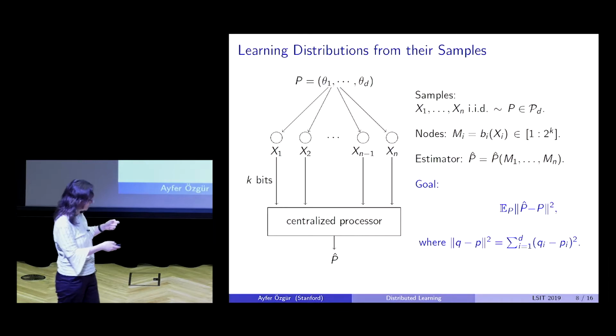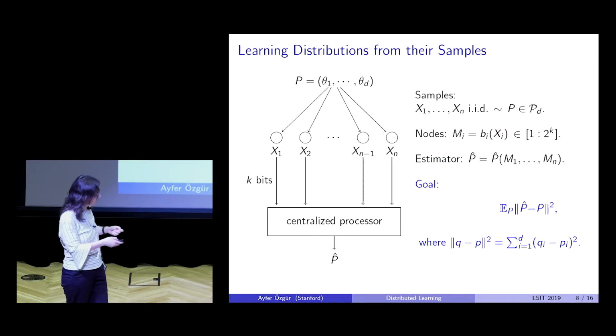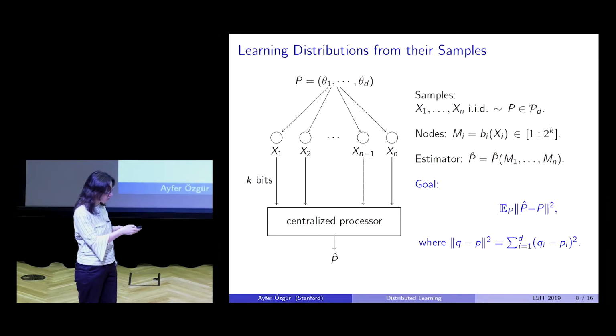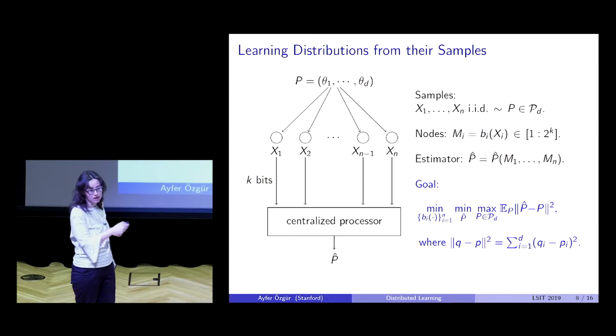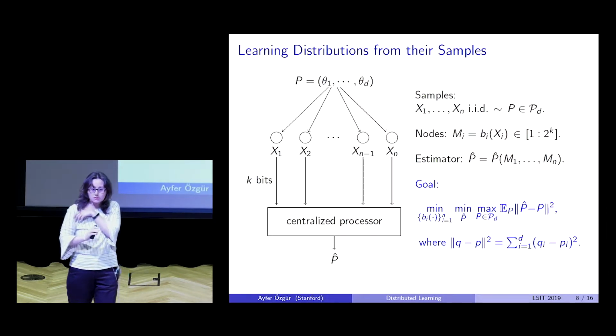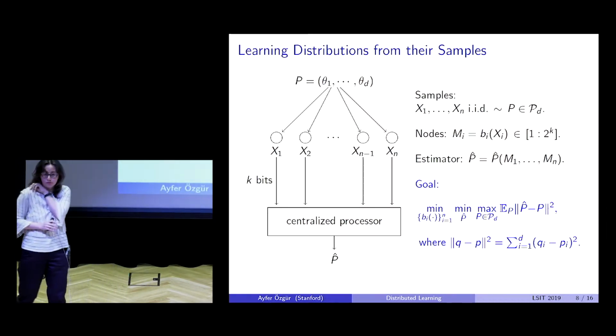And I'll take a worst case approach. If you give me an estimator, a strategy, I will look at its worst case performance over all possible distributions on an alphabet of size d. Our goal is to jointly design the encoding functions at the nodes and the estimator so that we minimize this worst case error. Okay? So this is my mathematical formulation of the problem.